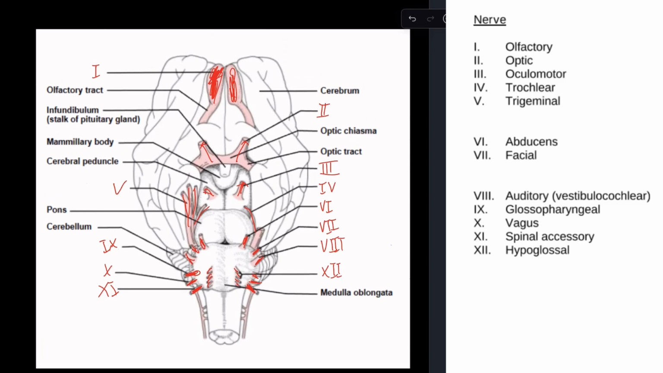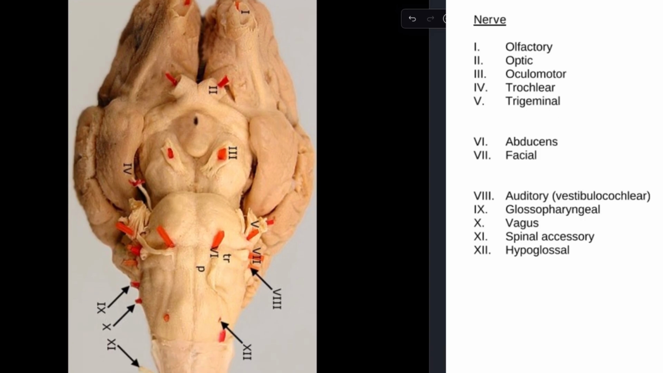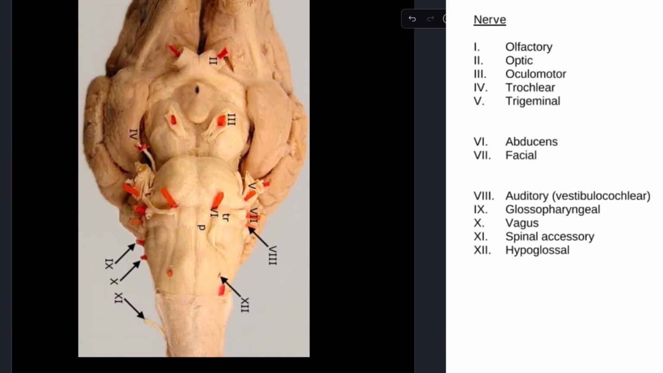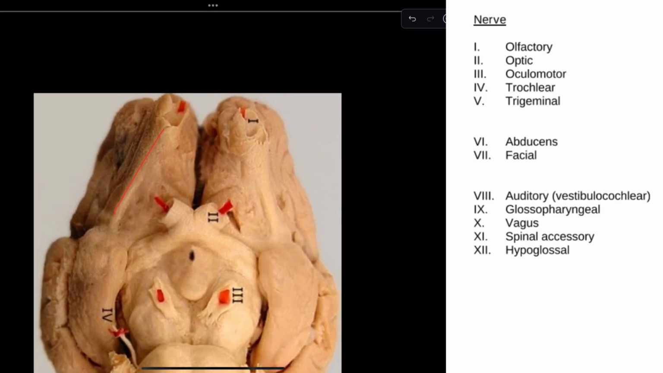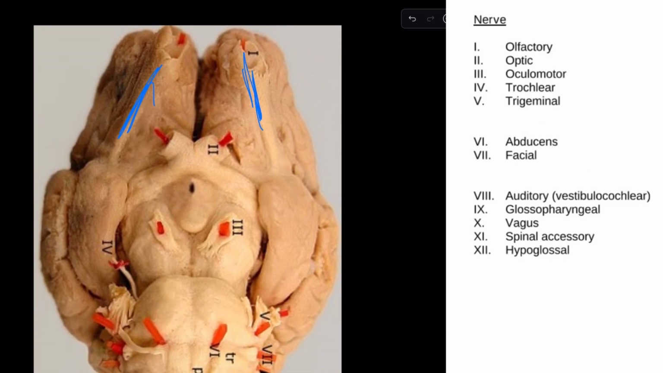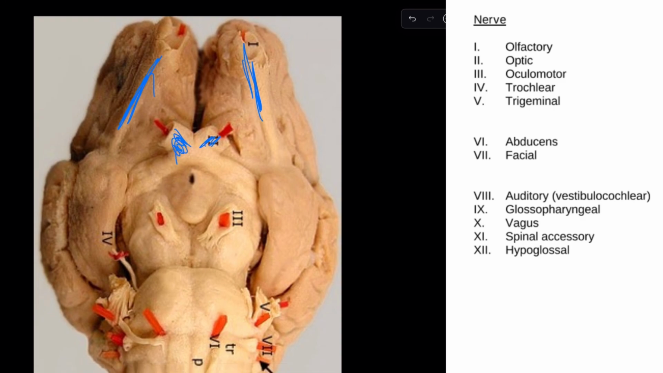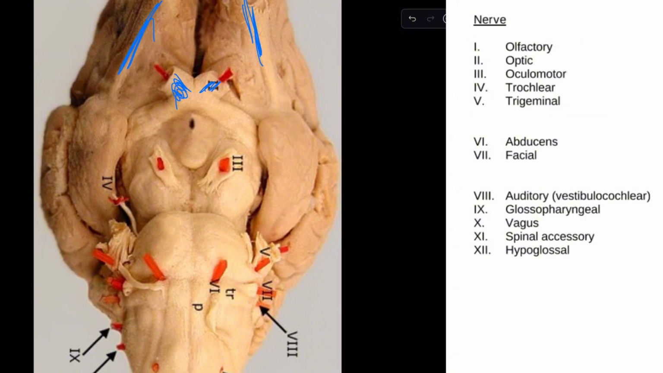I'm gonna go over the real model right now. Okay. So as you can see, it's already labeled. This structure, let me use a different color so you can better see it. This structure right here, olfactory bulb. This structure right here, optic nerve. And then this structure right here, why is my Apple Pen doing that? This structure right here, ocular motor nerve.